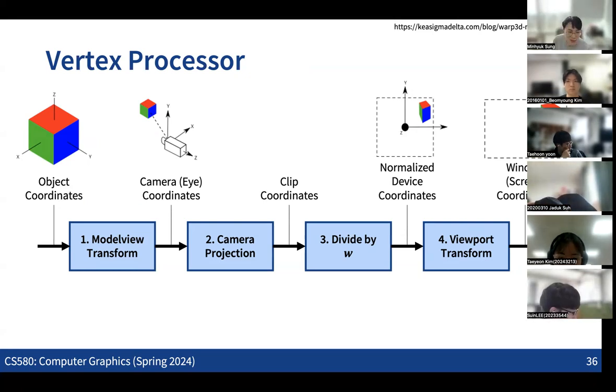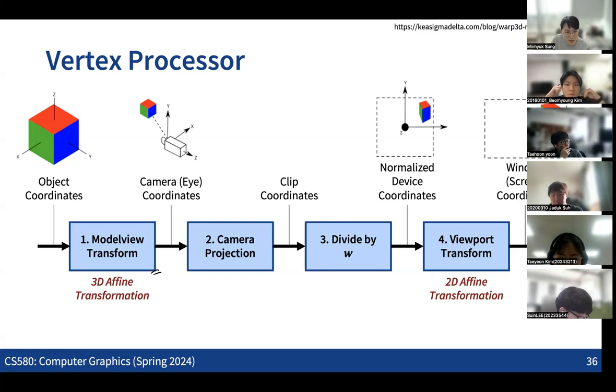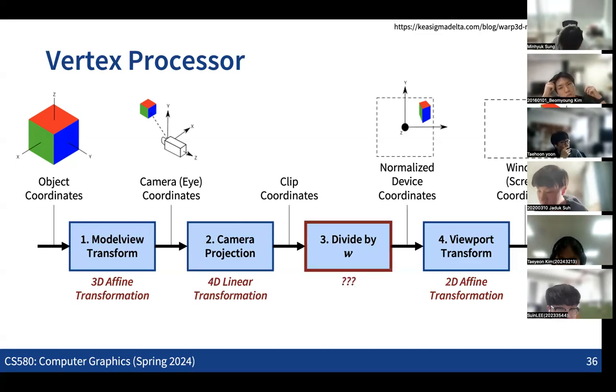So what we can see is that the model transformation was a 3D affine transformation. The last step can also be seen as part of a 2D affine transformation, where we apply a 2D non-uniform scaling. And the camera projection was a 4D linear transformation, just multiplying by a 4x4 matrix, and it becomes a projective transformation when you divide by W. So this is the only step that makes a non-affine transformation. We're going to get into this.